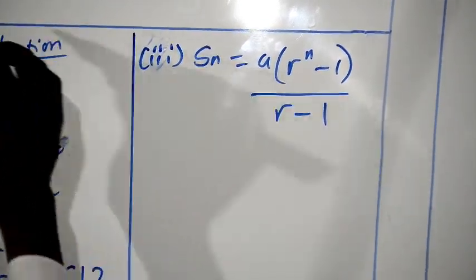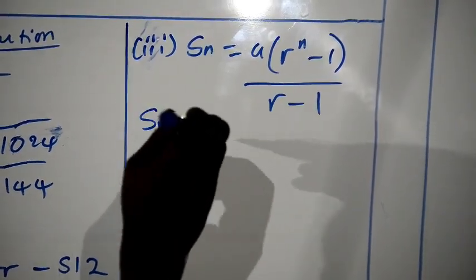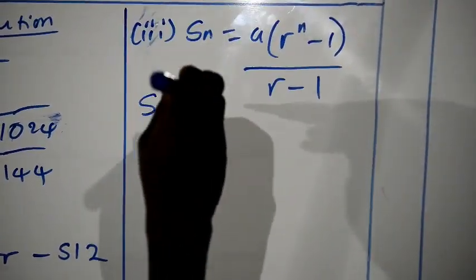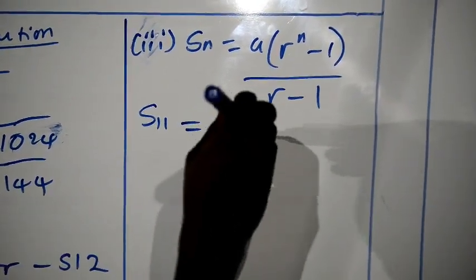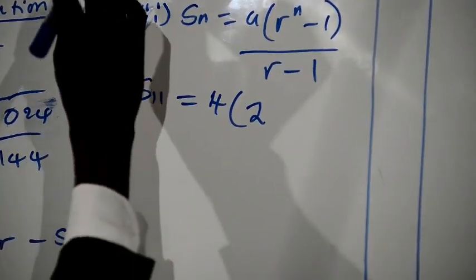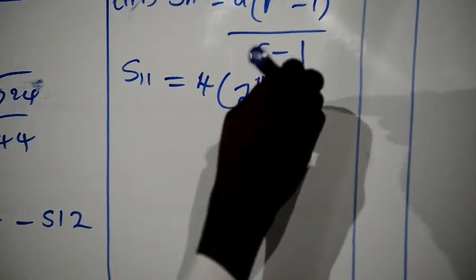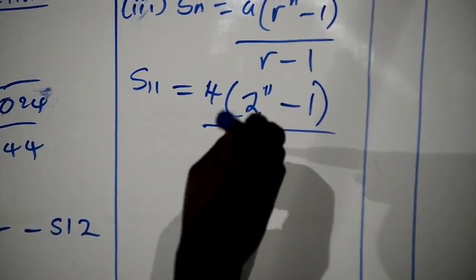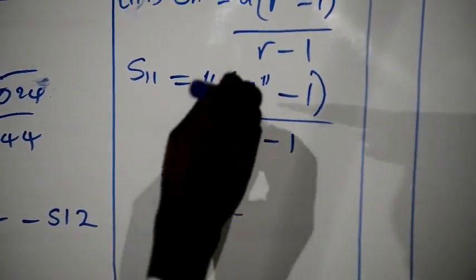Where n is 11, because we are looking for the sum of 11 terms, which will be equal to A, our first term in the sequence, is 4. Common ratio R is 2, to the power n, we are looking for 11 terms, which is 11. Then minus 1, close, divided by our common ratio 2, then minus 1. So next, what we do first, let's evaluate inside.